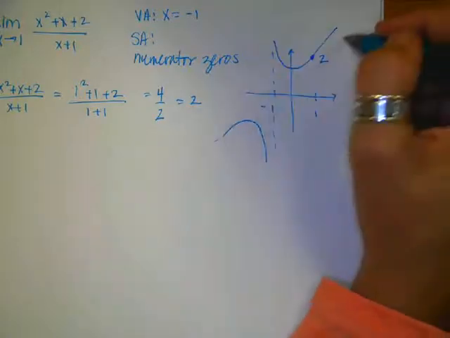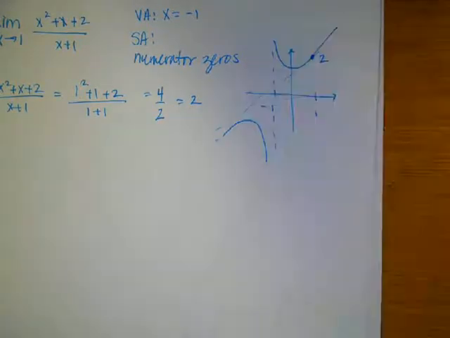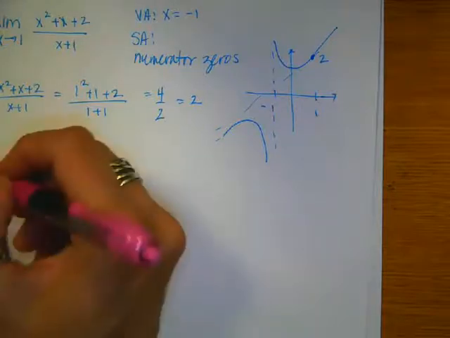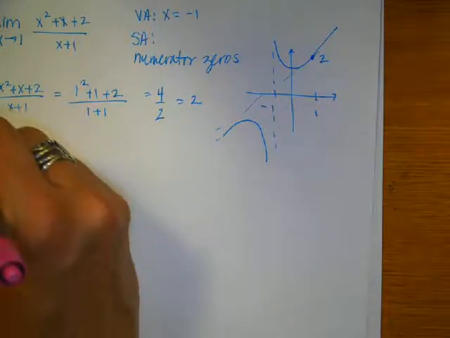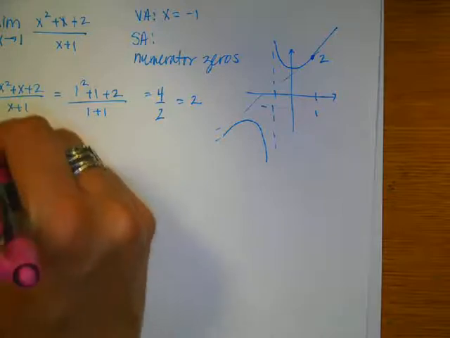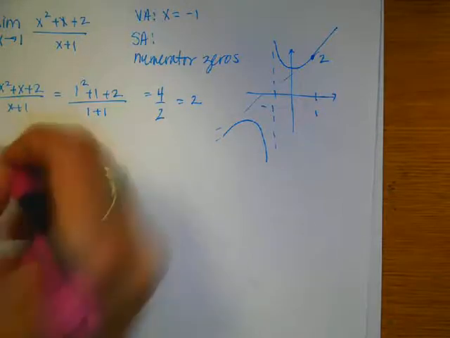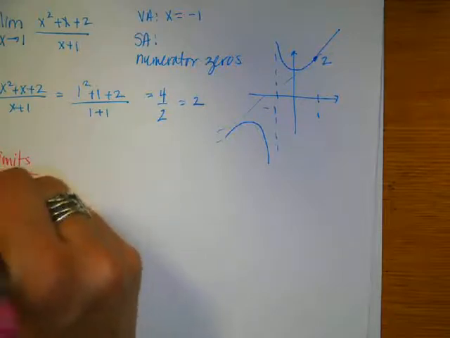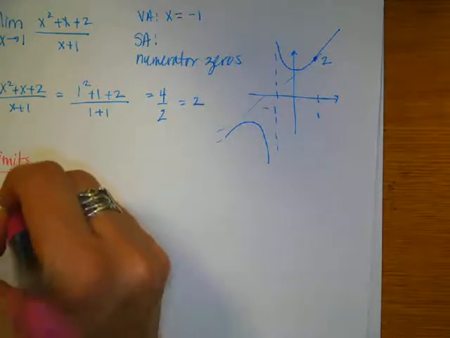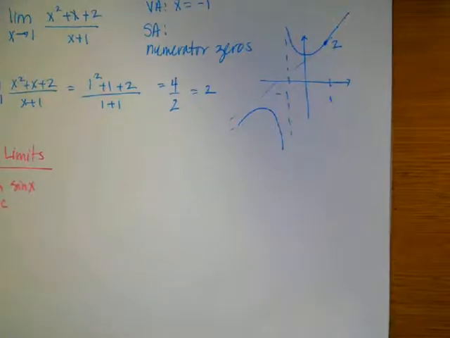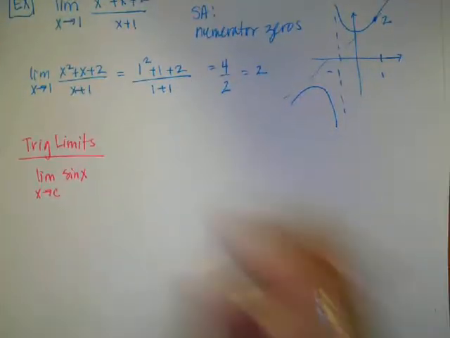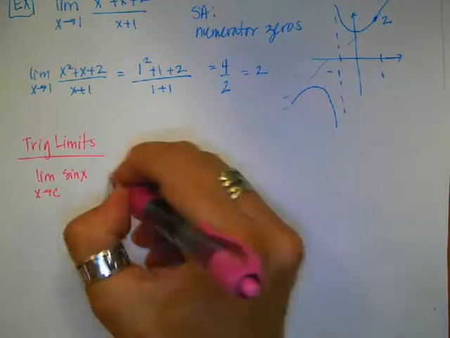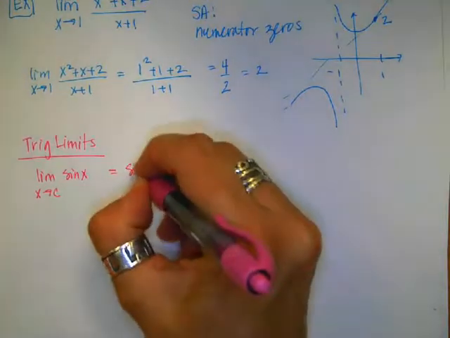Alrighty, so let's go back and talk about some trig limits. If I have the limit as x approaches c of the sine of x, if I just do direct substitution, then this is the sine of c. So whatever the value of sine is at that point, that would be the limit.